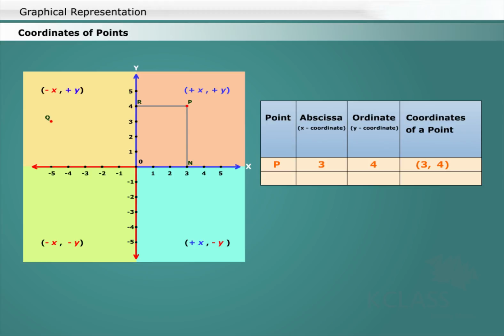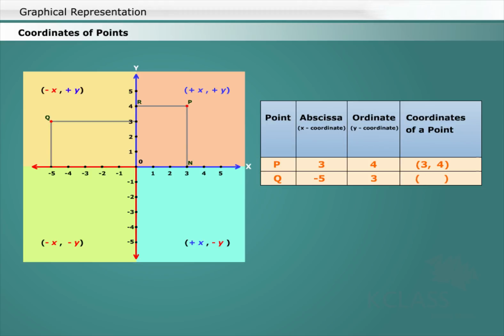Now let's see the coordinates of a point Q. We draw perpendiculars from Q to the x and the y axis. The point Q is in the second quadrant. The values of x are negative and the values of y are positive. Therefore, we can say that the x-coordinate or abscissa of Q is -5. The y-coordinate or ordinate of Q is +3.